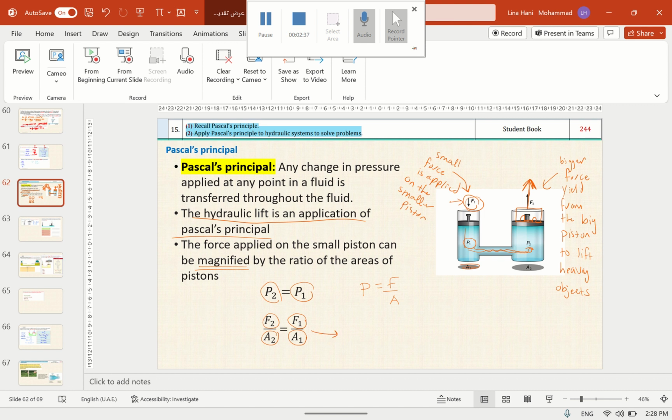Now, if you rearrange this equation, you can find the bigger force, or the force we get from this hydraulic lift, by multiplying by A2 for both sides. If I multiply both sides by A2, then A2 and A2 here will cancel. F2 is equal to A2 divided by A1, which is the ratio of the areas, multiplied by the applied force on the small piston. So F2 is equal to the ratio of the areas multiplied by F1.